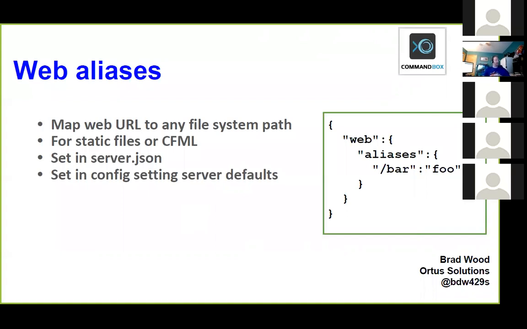So one would be web aliases. These are called virtual directories in IIS. They're called aliases in Apache. Everybody has their own names for them. But you can tell CommandBox in this instance you want /bar to point to the directory called foo, right? So that's something you can do.